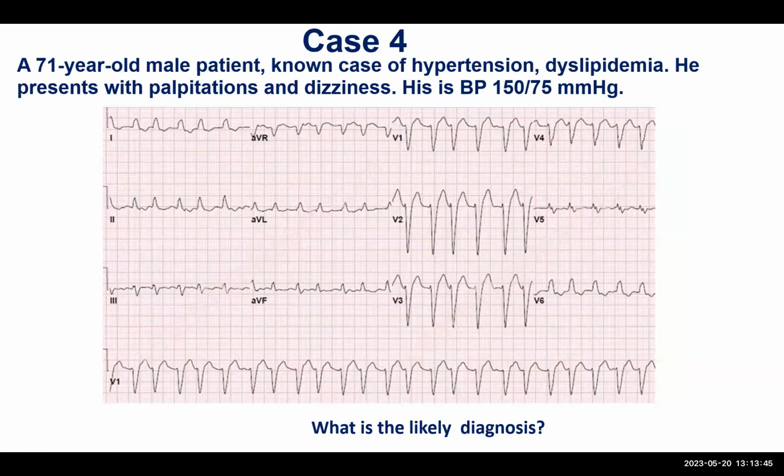A 71-year-old male patient with hypertension, dyslipidemia. He has palpitations and dizziness. Blood pressure 150 over 75 millimeters of mercury. Is this ventricular tachycardia or not ventricular tachycardia? Okay, I see one response VT and the other is not VT. So what do you think the cause is if it is not a VT? AF with aberrancy. Excellent. We'll come to that, inshallah, also.